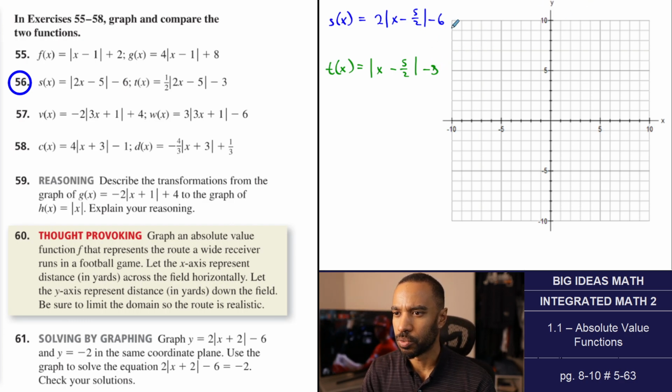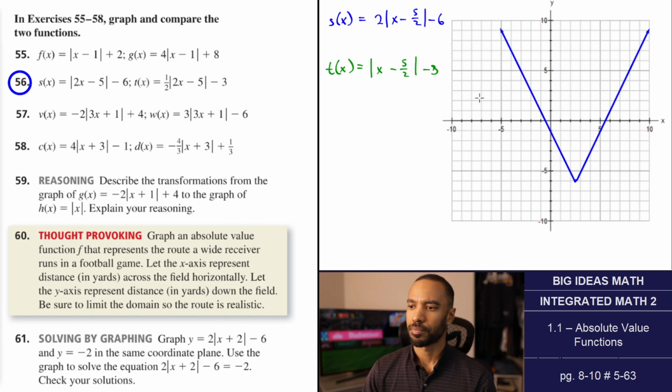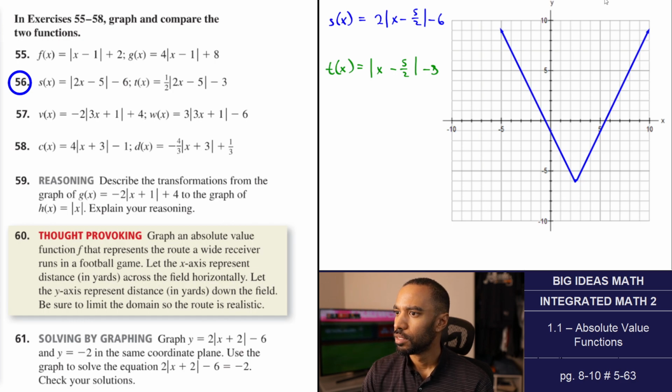All right, let's graph those two. Minus 5 halves is 2.5, and then minus 6. 1, 2, 3, 4, 5, 6. This is the blue one. Vertical stretch of 2. If I went here, then I'd go 2 over 1 like that. Is that right? Yeah. All right, the green one, 5 halves, and then minus 3. 1, 2, 3, like so. But this has a stretch of 1.